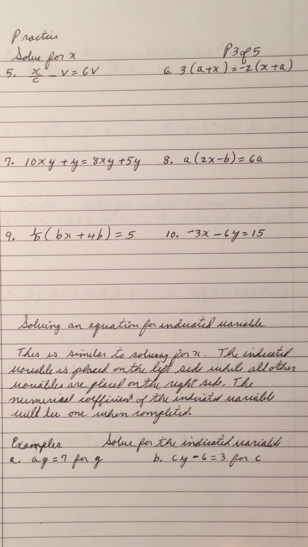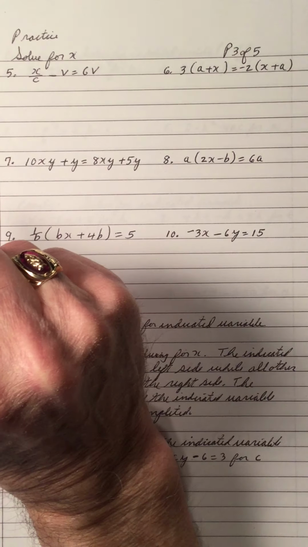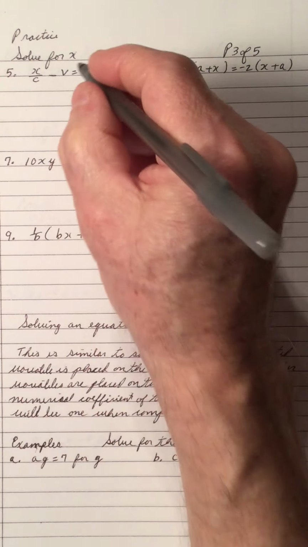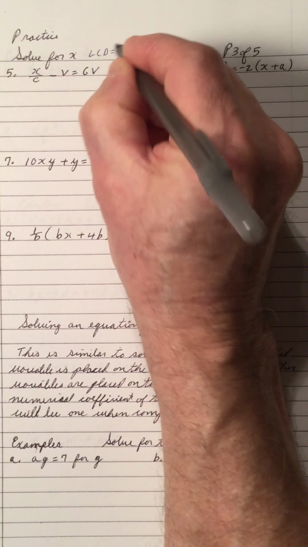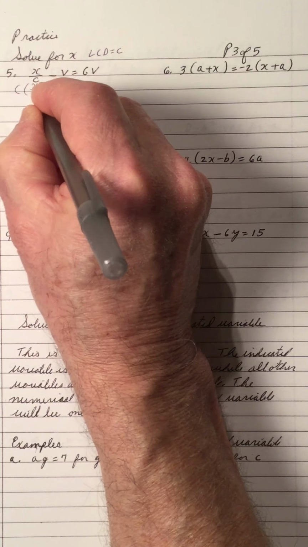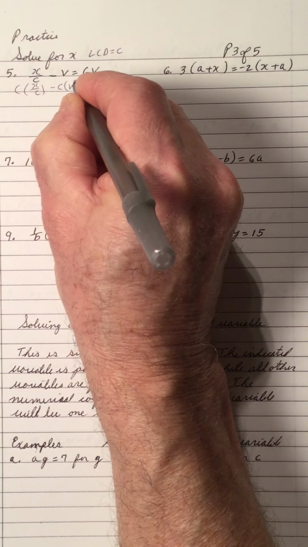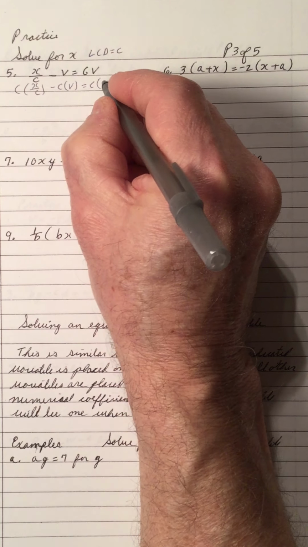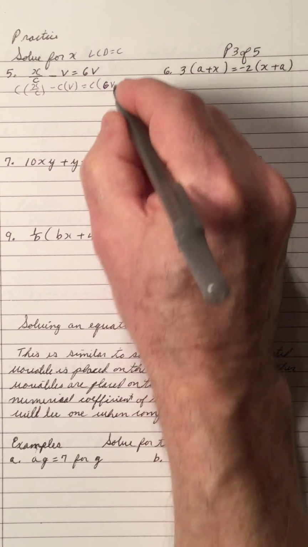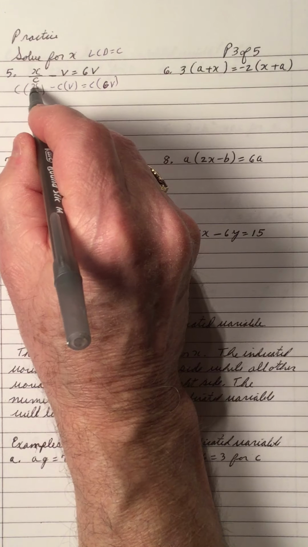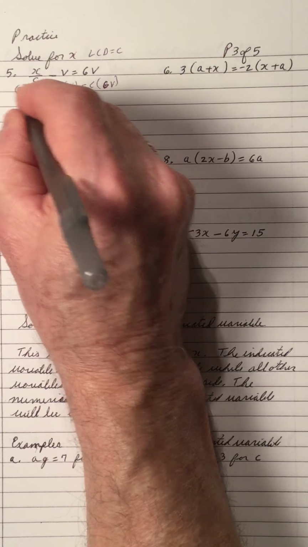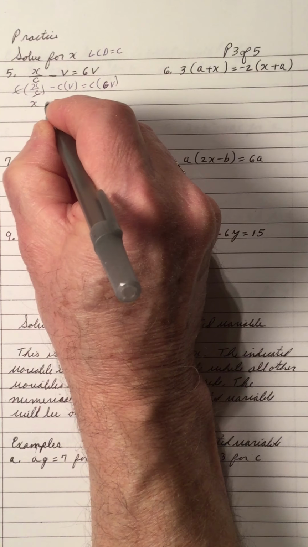More practice. Number 5. Now we have some fractions in this one, so we can remember that the LCD here is the c, it's the only denominator. So if I multiply all of these terms, all the parts of the equation, by c, that's a 6 right there. So if I multiply x over c by c, v by c, and 6v by c, then what happens? The c cancels out, so the fraction disappears.